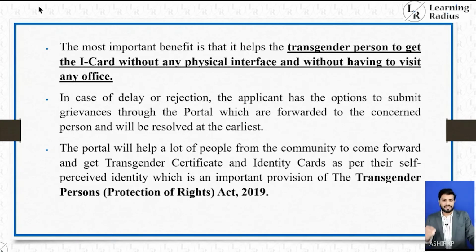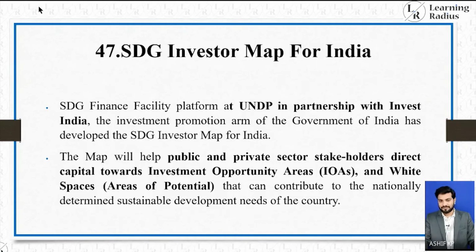So the most important benefit is that it will help the transgender person to get the I-card without any physical interface and without having to visit any office. That's the first one. In case of delay or rejection, the applicant has the option to submit grievances through the portal, which are forwarded to the concerned person and will be resolved at the earliest. The portal will help a lot of people from the community to come forward and get transgender certificate and identity card as per their self-perceived identity, which is an important provision of the Transgender Persons Protection of Rights Act 2019. Next discussion is SDG Investor Map for India.